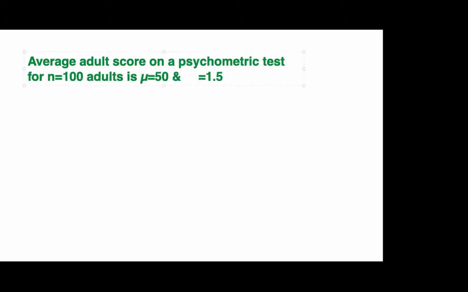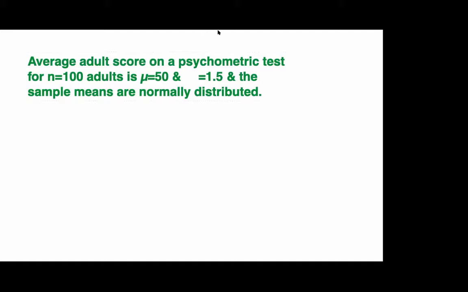The average adult score on a psychometric test for 100 adults. So the score here is not what the 100 adults got. It's the average of the 100 adult test scores altogether. The average is 50, and the standard deviation is 1.5. And it turns out the sample means are normally distributed. This is the type of problem that we are going to start leaning more towards in the analyses for the rest of the term.